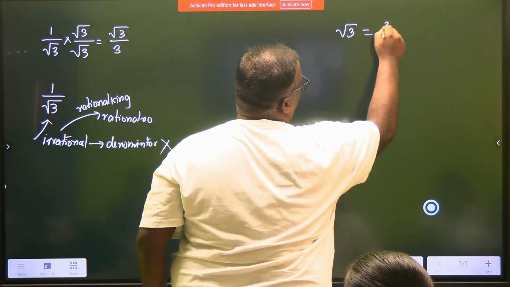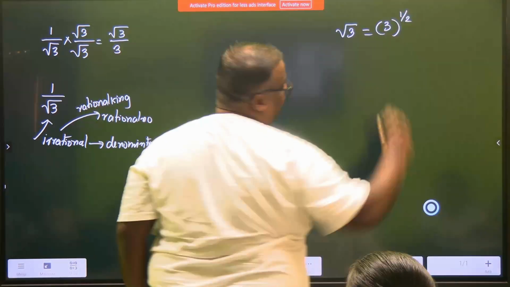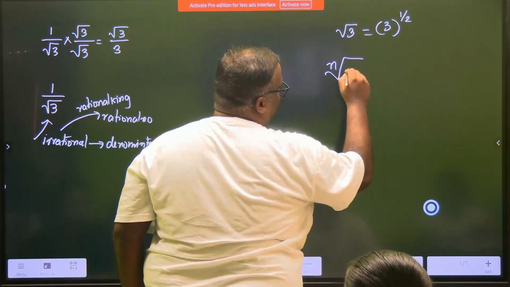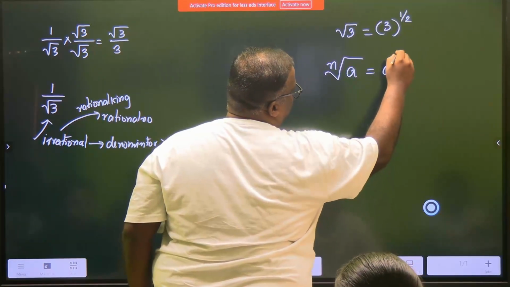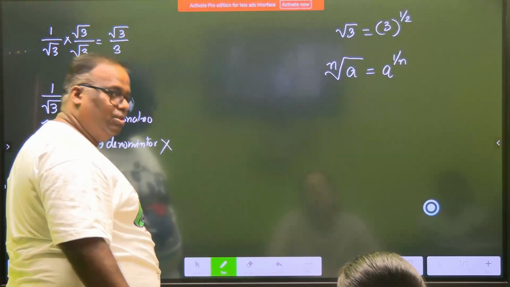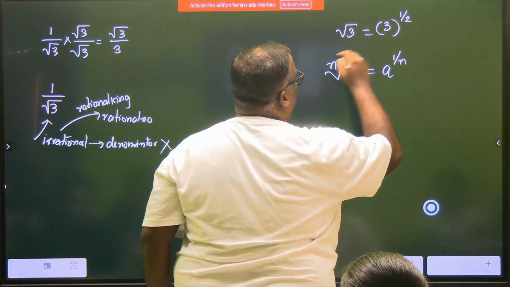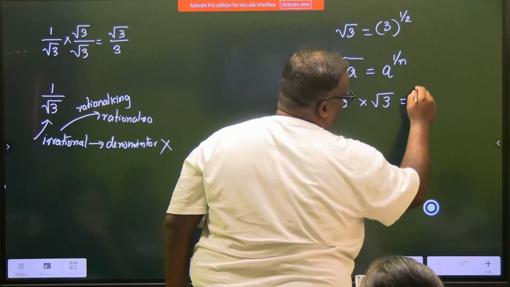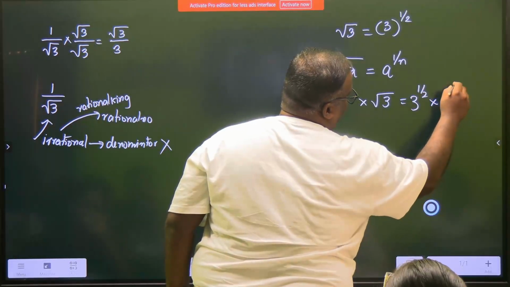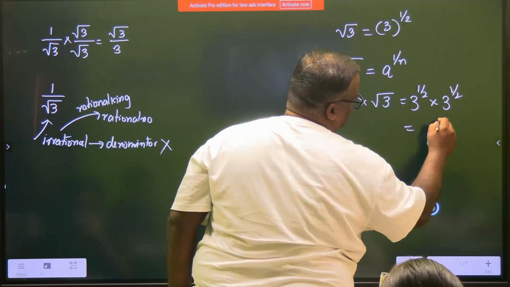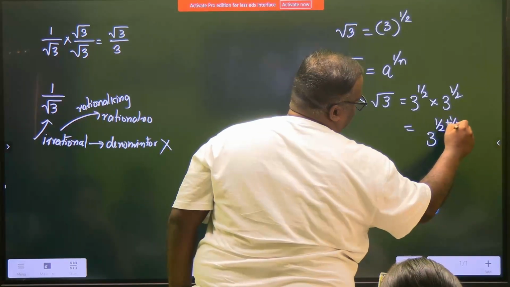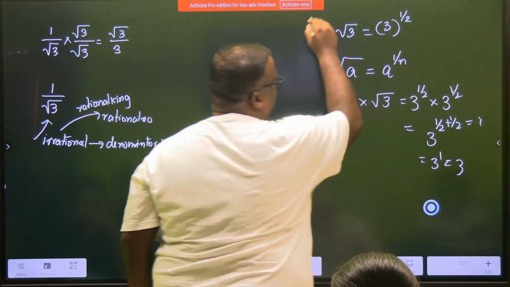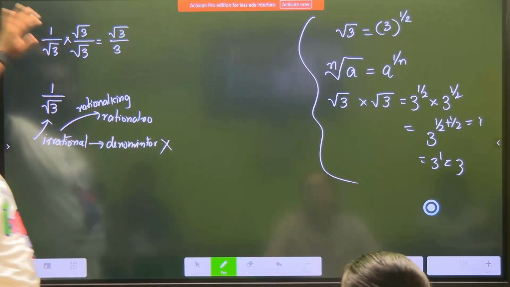Root 3 can also be represented as 3 to the power half. In grade 8 you had learned that the nth root of any number a can be represented as a to the power 1 by n. So if I have root 3 multiplied by root 3, this is 3 to the power half multiplied by 3 to the power half, which is 3 as the common base, and the powers add up to 1, so it's 3 to the power 1, which is 3. This is the explanation which you don't need. This is how you rationalize.